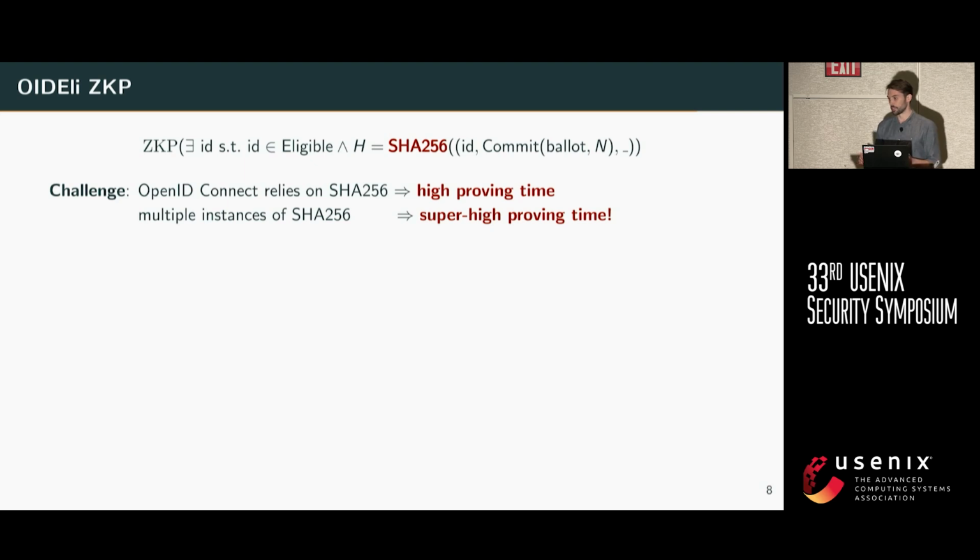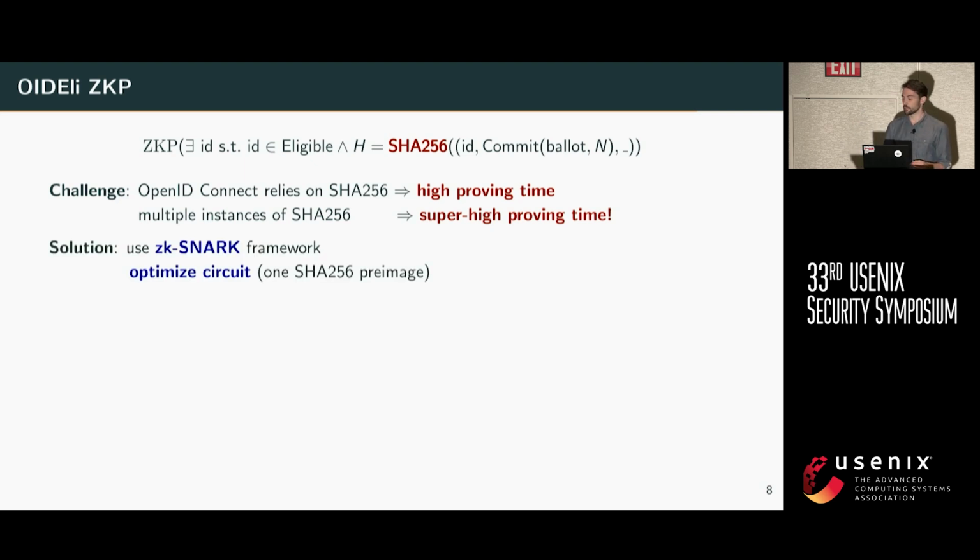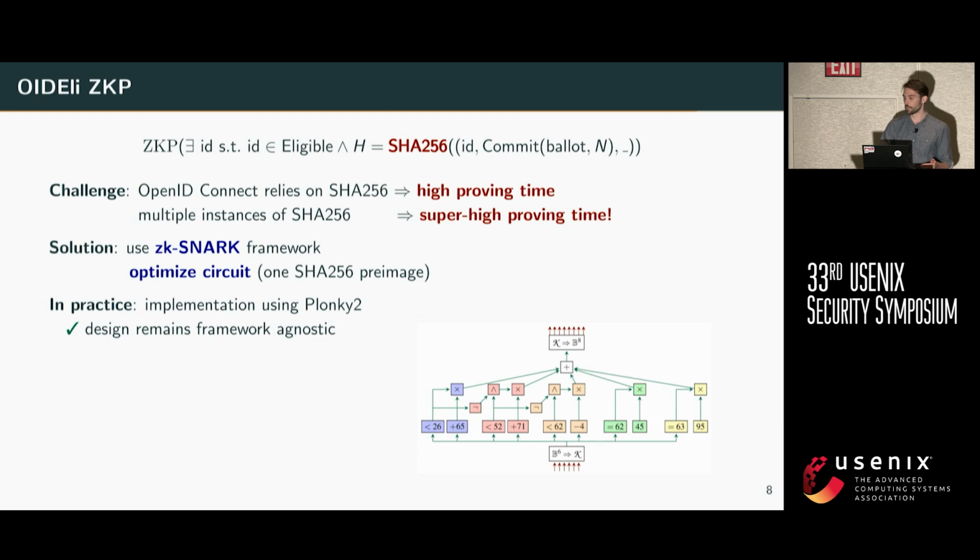But in practice, it contains a hash function that is SHA-256 in our case. This is a constraint from the OpenID specification, so we cannot replace it with some ZK-friendly hash like Poseidon. And moreover, there are many of those hash functions in this statement, so the proving time is very high with a naive implementation and not usable. To fix this, we used a SNARK framework and optimized the circuit to only have one SHA-256 preimage in the circuit. We used the Plonky2 framework, but made sure that the design of the circuit is generic to be able to use another framework.